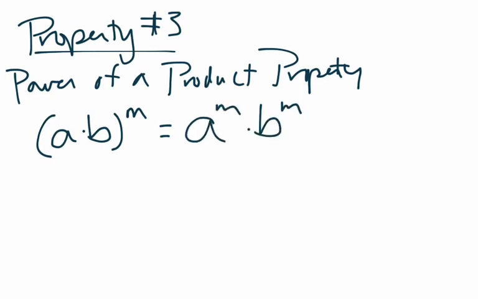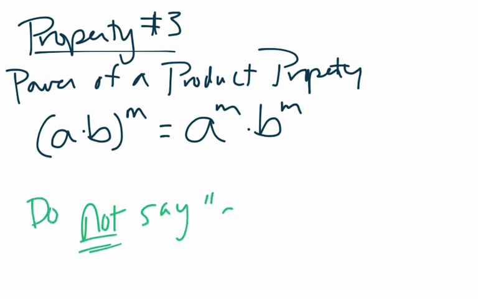Please, please, please do not say that you are distributing. I actually just defined this the other day for one of my classes. Distribution is very specifically defined as multiplication over adding or subtracting. This is an exponent over the parentheses. So please, please, please don't say it. I am aware that it looks like you're distributing the exponent, and I totally see why students want to go there.